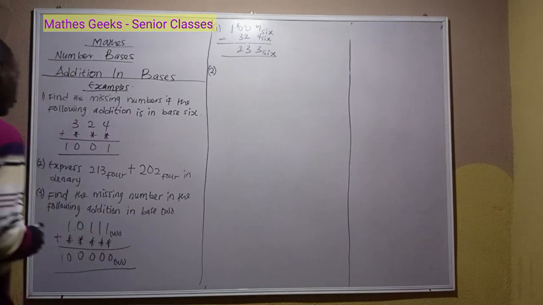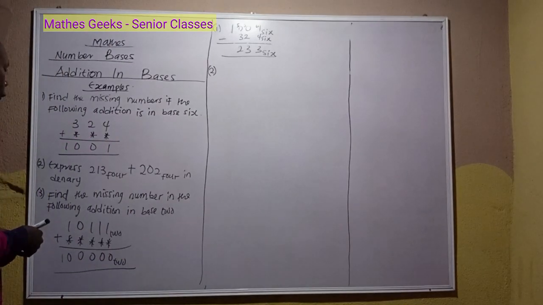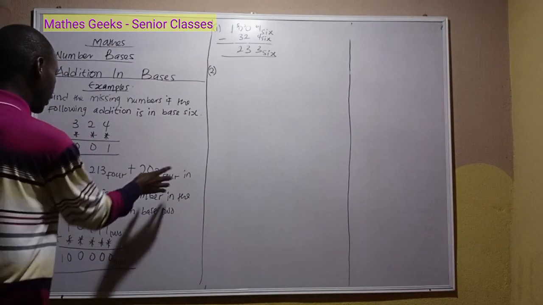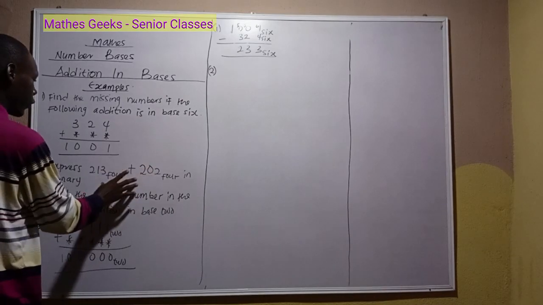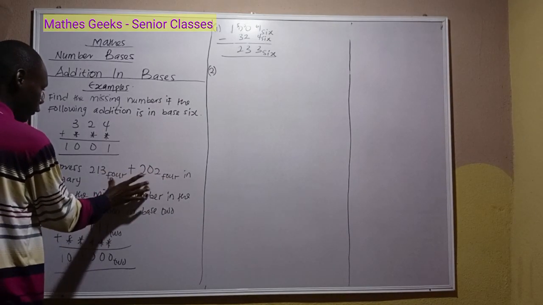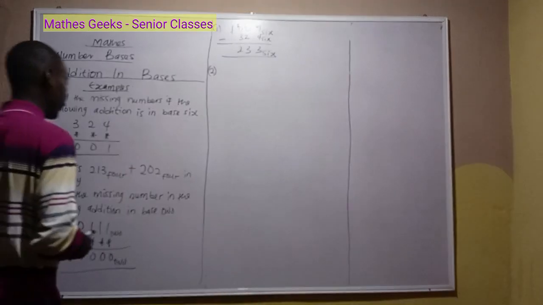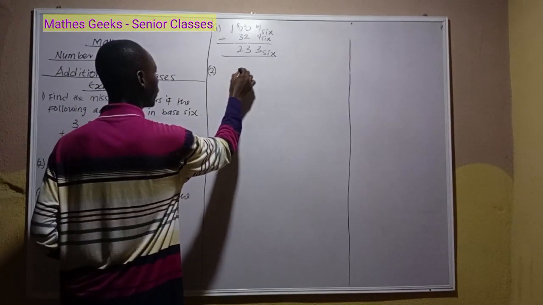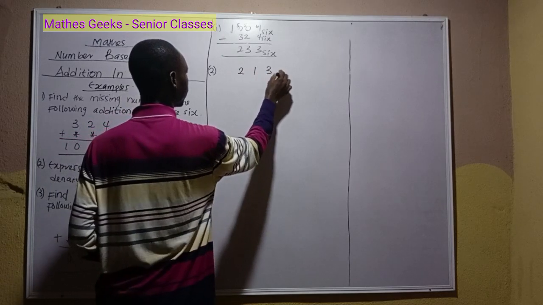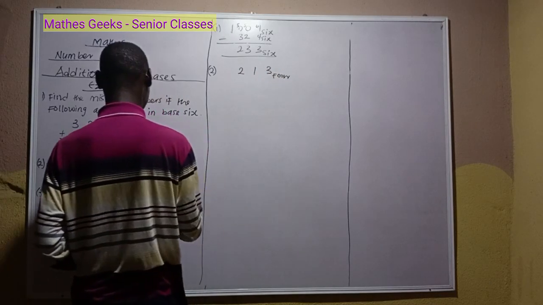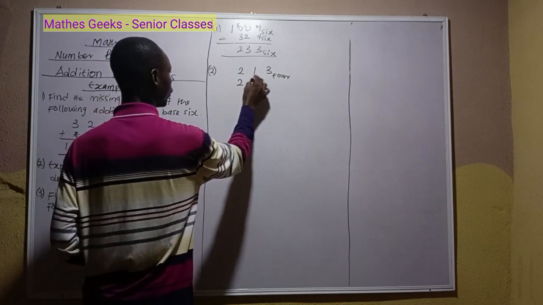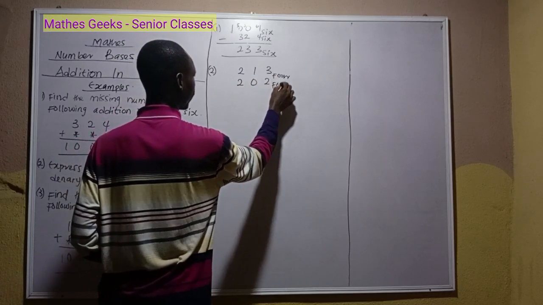The question says express 2134 plus 2024 in denary. So denary means base 10. However, we need to add this up first in base 4, then we convert the answer to base 10. So 2, 1, 2, 4 plus 2, 2, 4.